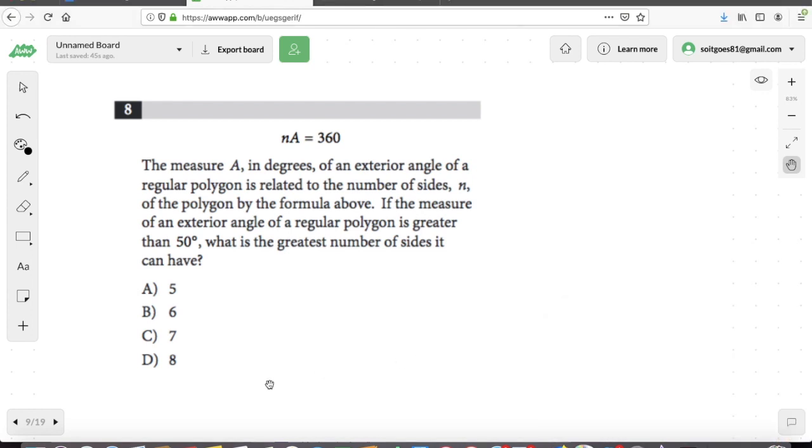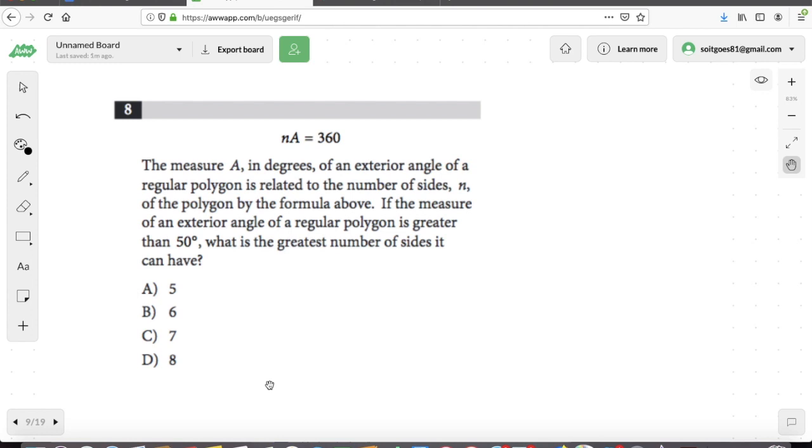The measure A in degrees of an exterior angle of a regular polygon is related to the number of sides n of the polygon by the formula above. If the measure of an exterior angle of a regular polygon is greater than 50 degrees, what is the greatest number of sides it can have?